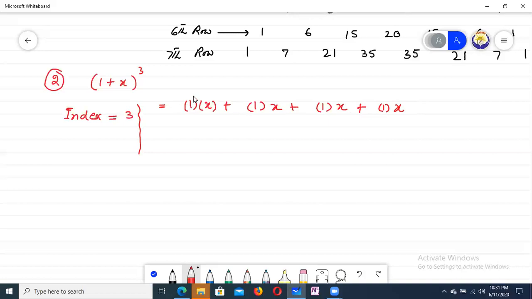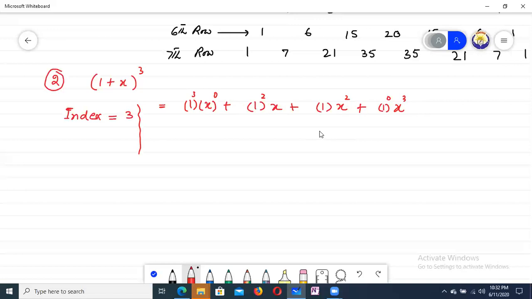Now we'll start the exponent, the index of the first term, from 3, then we'll decrease it by 1 in each successive term: 2, 1, 0. And the index of b, meaning the second term, will increase. We'll start from 0, then 1, then 2, then 3.